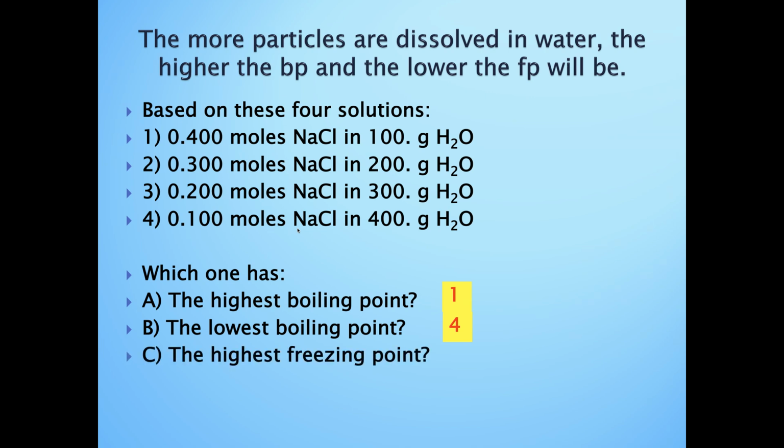Which one has the highest freezing point? Well, adding solute will lower the freezing point. So this is asking which one will lower the freezing point the least, which would be the one with the lowest concentration, again, 4. And the lowest freezing point will be the one that also has the highest boiling point, 1, the one with the greatest concentration.